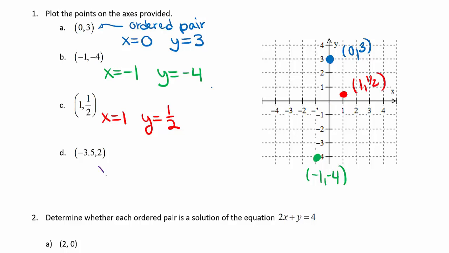My last point is x equals -3.5 and y equals 2. Once again, I'm going to have to estimate where is -3.5, somewhere between -3 and -4. And then y equals 2 means I have to go up 2. So the idea is information in two-dimensional space can be graphed on this coordinate system, and we can describe information in two-dimensional space using two variables, an x and a y value.